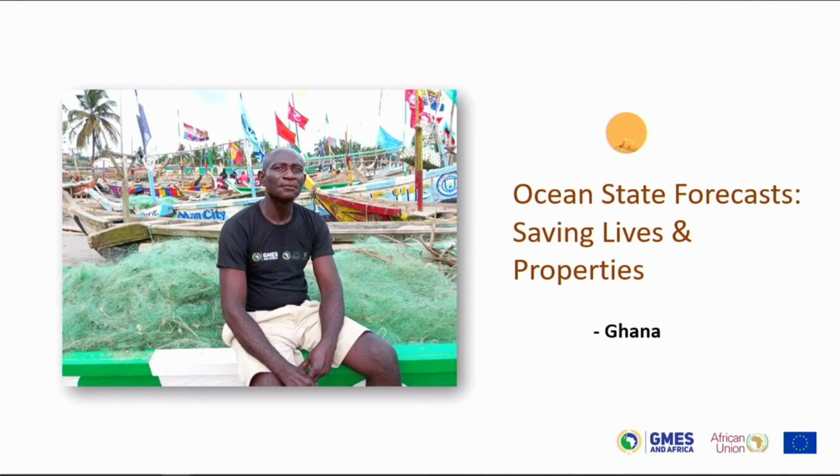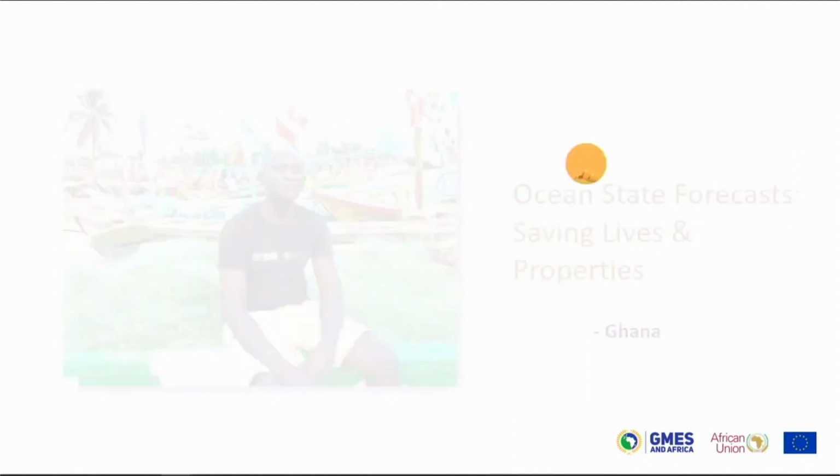I like this picture. GMES, the guy is wearing GMES and is looking into the future. He knows, without knowing, if I can say it like that, he will solve some of his problems. In Ghana, the fishermen receive ocean state information that they use to take decisions before going to sea. And it's just one of the countries as I mentioned.